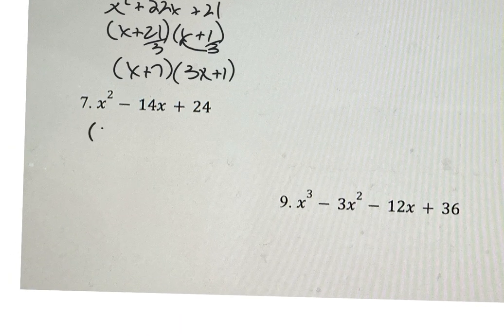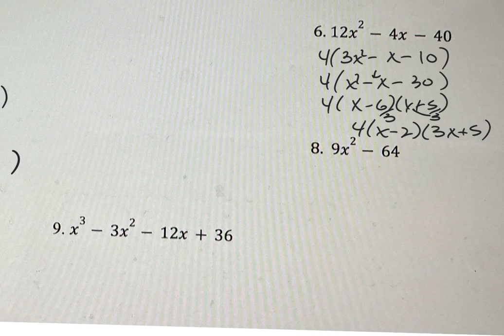Number 7 has a 1 in the front. So I'm just looking for factors of 24 that will give me a -14. And what hits me is 12 and 2. Both minus, because it was a -14. And that's that one.